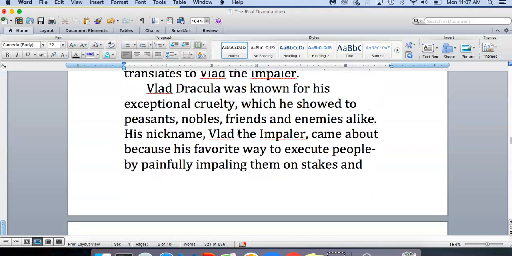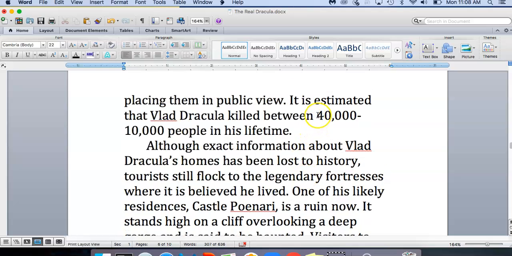Okay, so we'll stop here. What did Vlad Dracula do? If you said he was known for killing people or executing people, you are correct. And the detail for that is they said that he killed about 40,000 to 100,000 people, and another detail is after killing them, he would let everyone see the person's dead body, which is kind of disturbing.